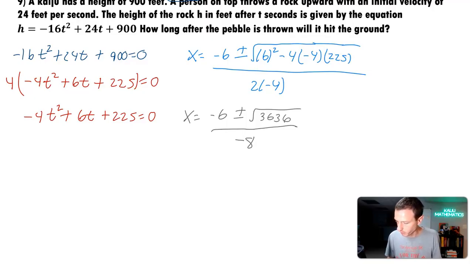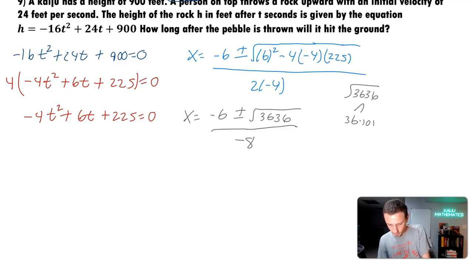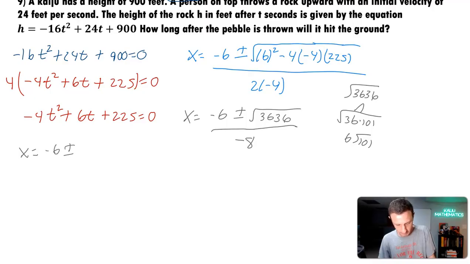I highly doubt this is going to be a perfect square. Let's see. 36 divided by 36, 36. Nice. 36 divides. So square root of 36, 36 is 36 times 101. Square root of 36 is 6, so I get 6 root 101. So x equals negative 6 plus and minus 6 square root 101 over negative 8.